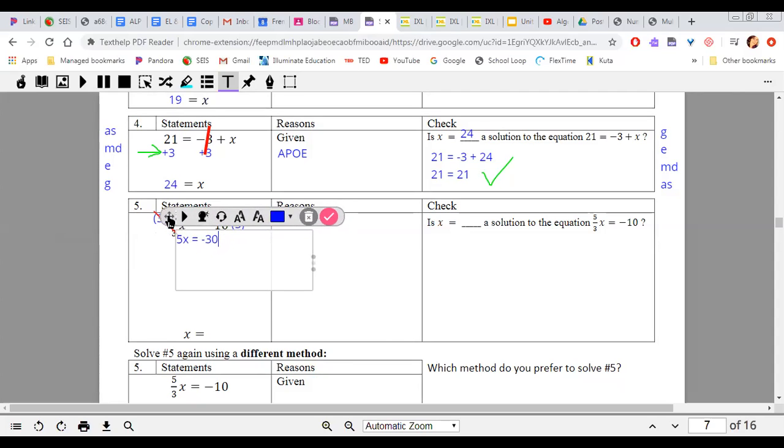See how I'm lining this up? When you write it on your paper, it might be easier for you to do that than me on this computer. So now I have 5x, and 5x means 5 times x equals negative 30. Okay, so now do I have a fraction, or is the fraction gone? So when I'm looking at 5x equals negative 30, is there a fraction or has the fraction been eliminated?